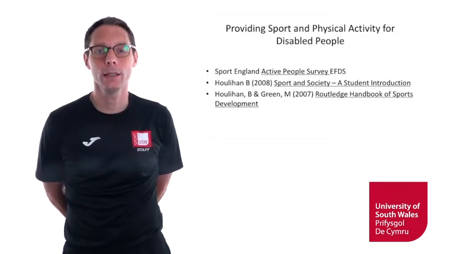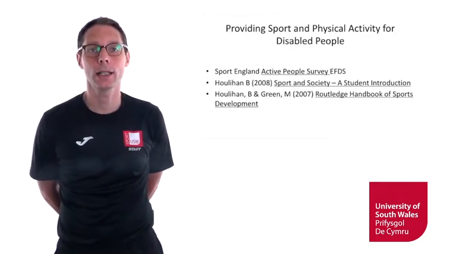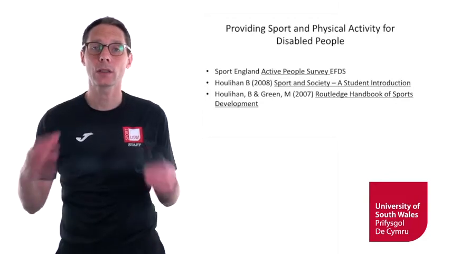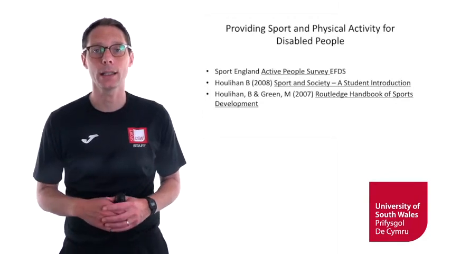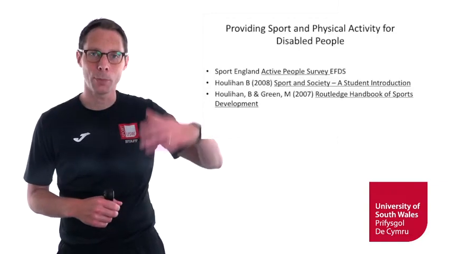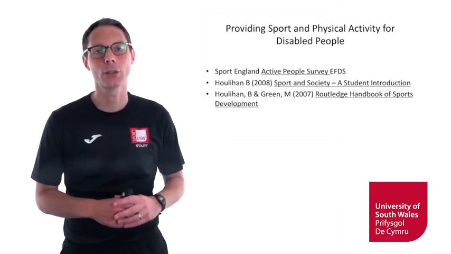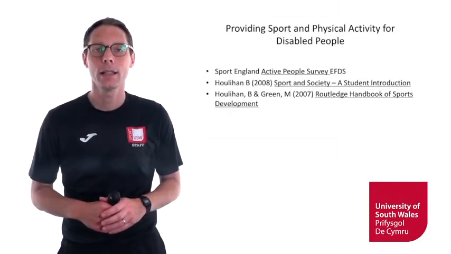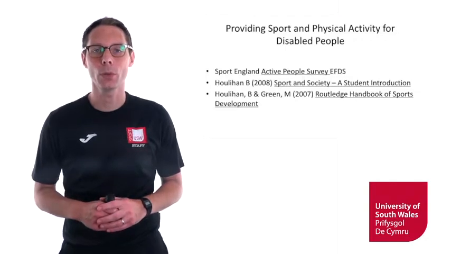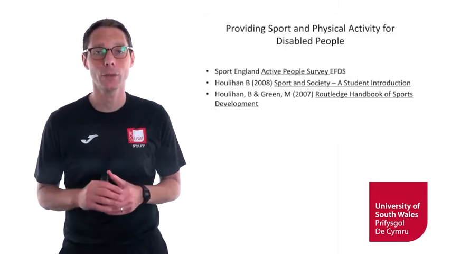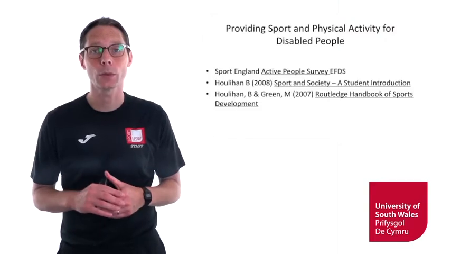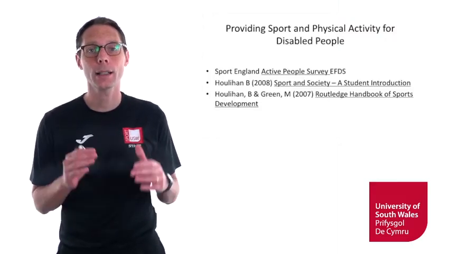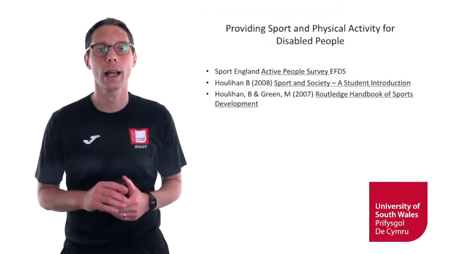Today we're going to be looking at providing sport and physical activity for disabled people. Your recommended reading for this session will be the Sport England Active People Survey. Obviously we've explored this in great depth previously in this module, so try and dig back into the grey matter and remember some of the content that we covered there. We'll be looking at EFDS, the English Federation for Disability Sport, and your academic text for this session will be Houlihan, Sport and Society, Student Introduction, and the Handbook of Sports Development by Houlihan and Green.